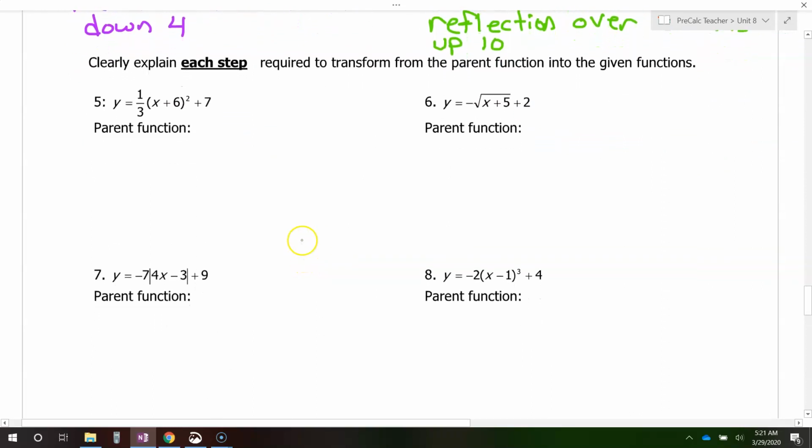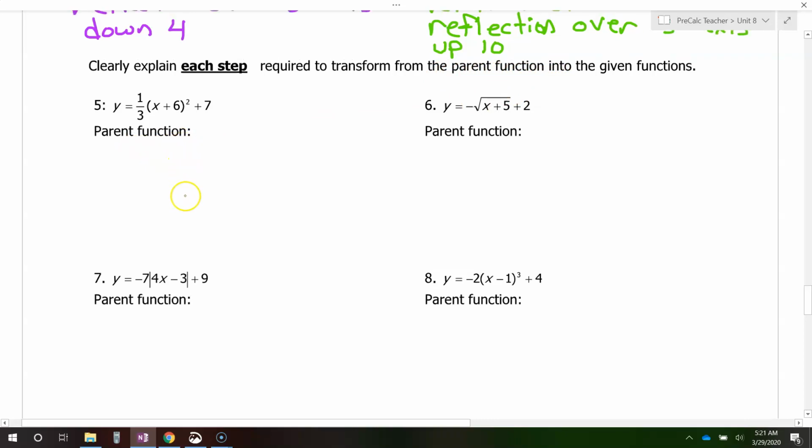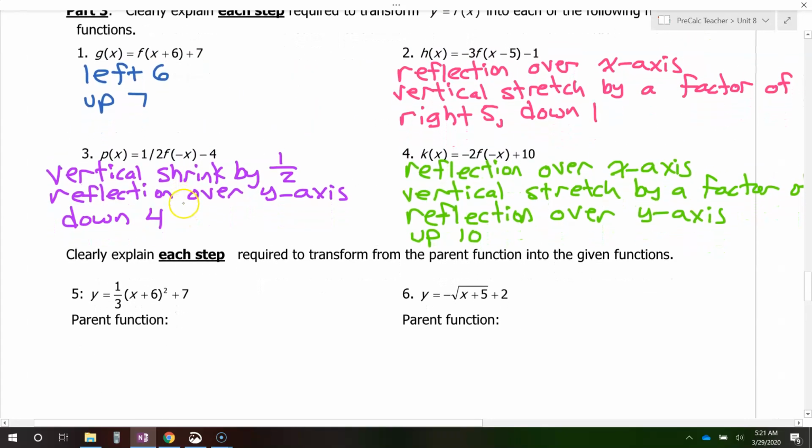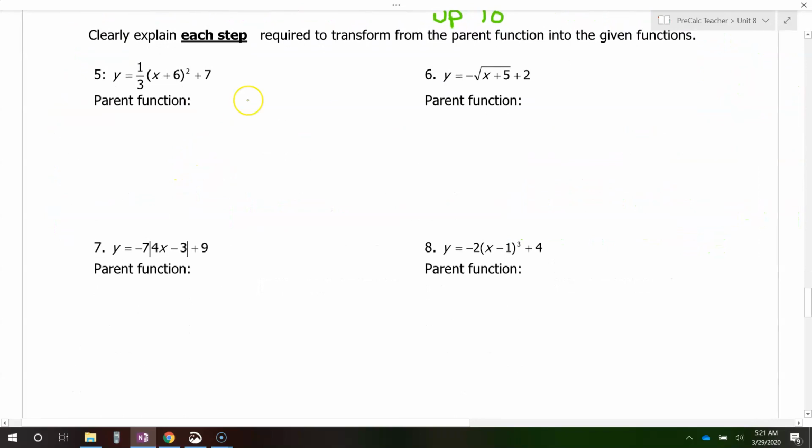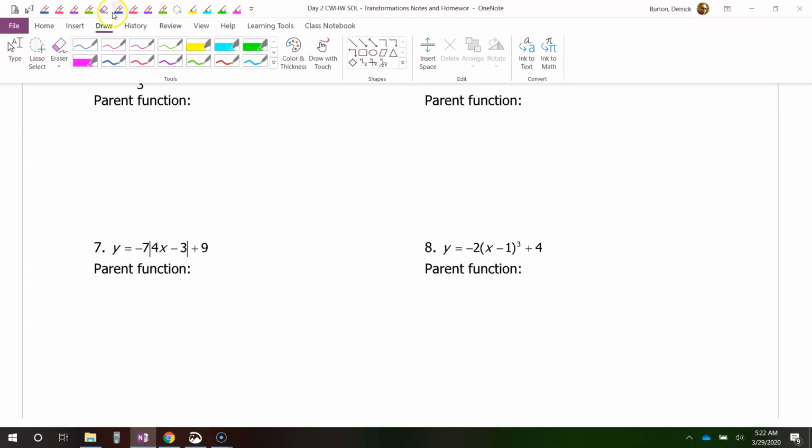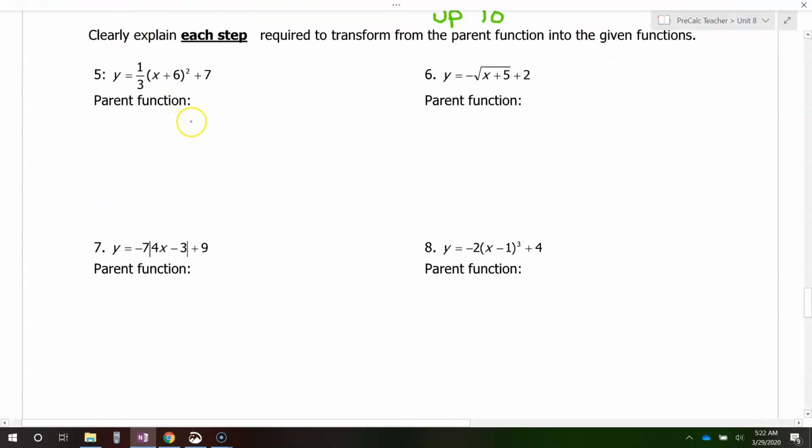So clearly explain each step required to transform the parent function into the given function. So we're saying the same thing, but in addition, they're asking us what the parent function is for each one. All right, but basically it's the same thing that we just did.